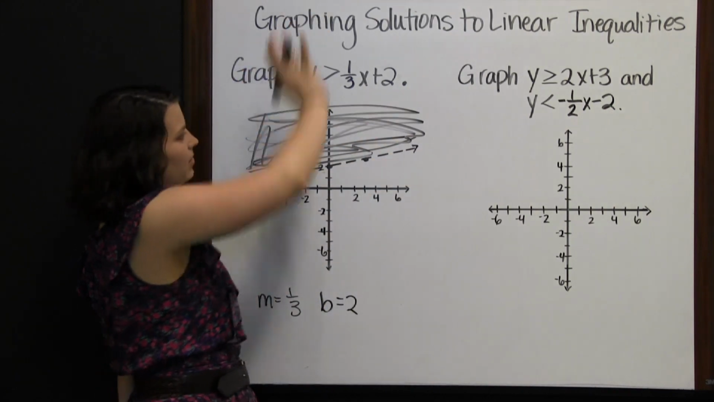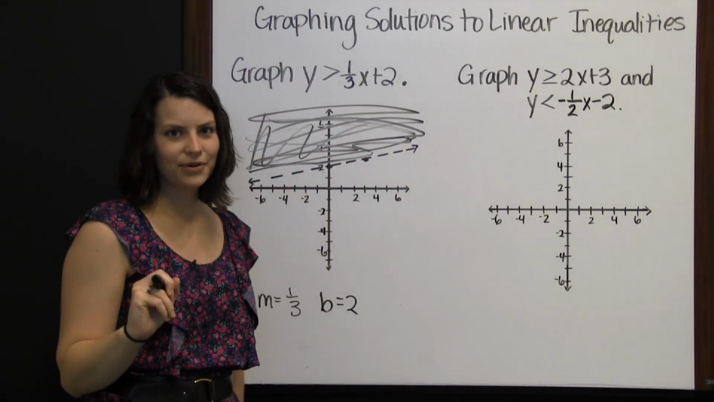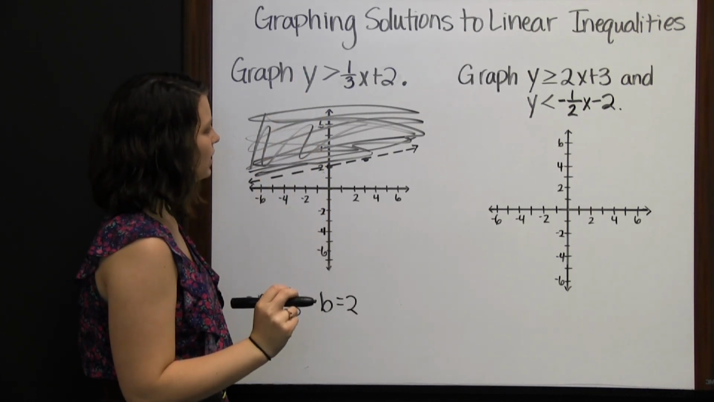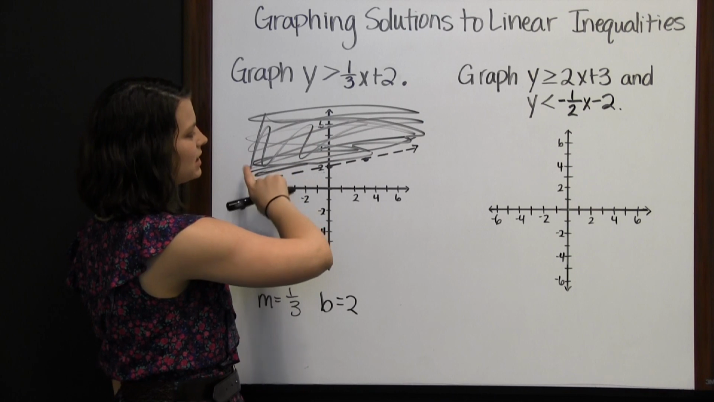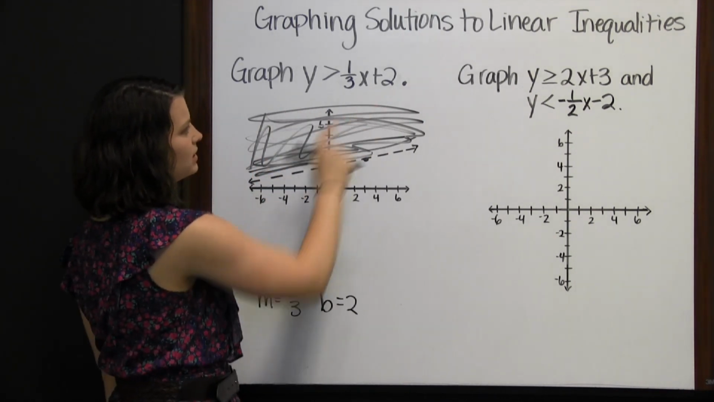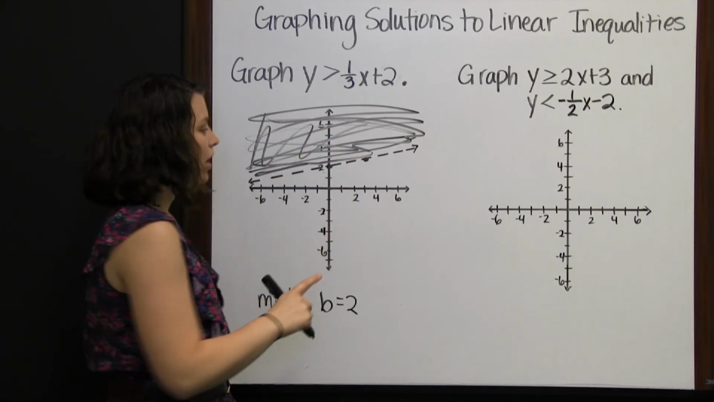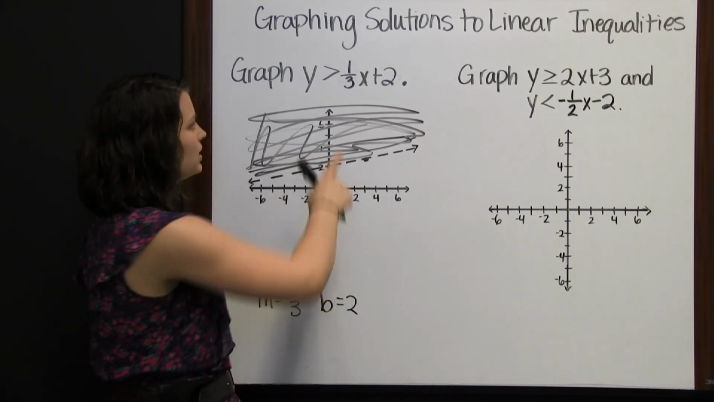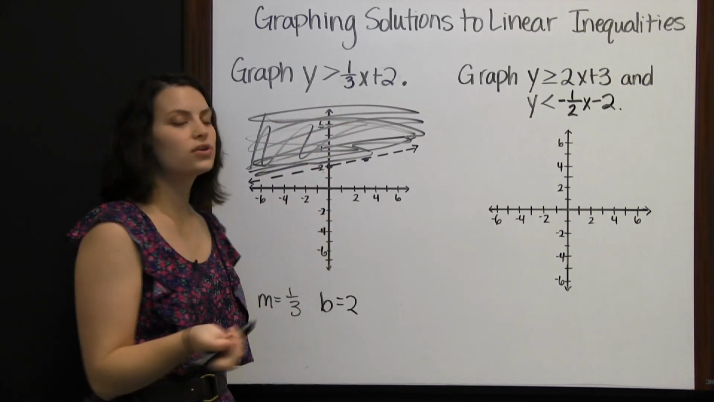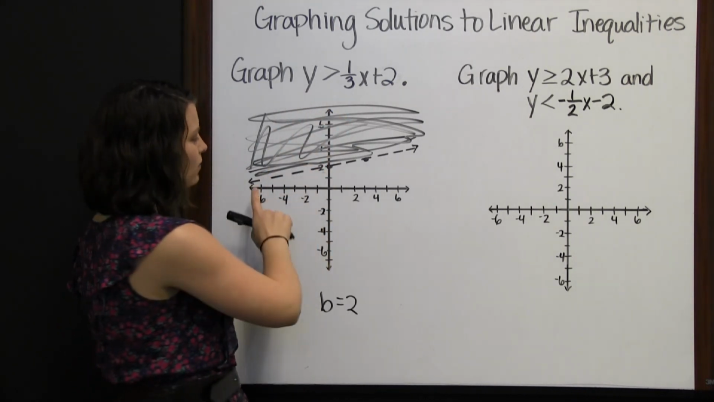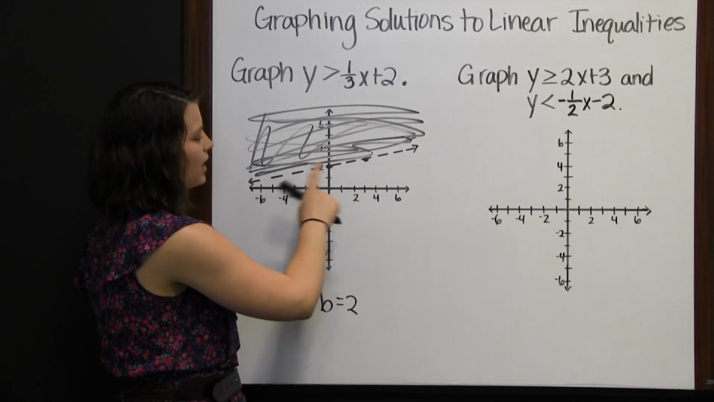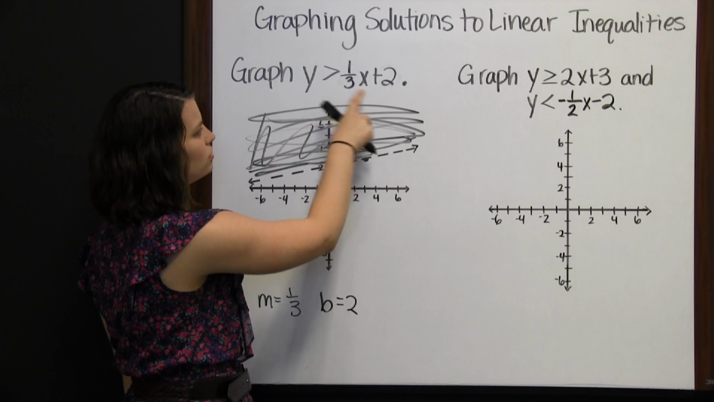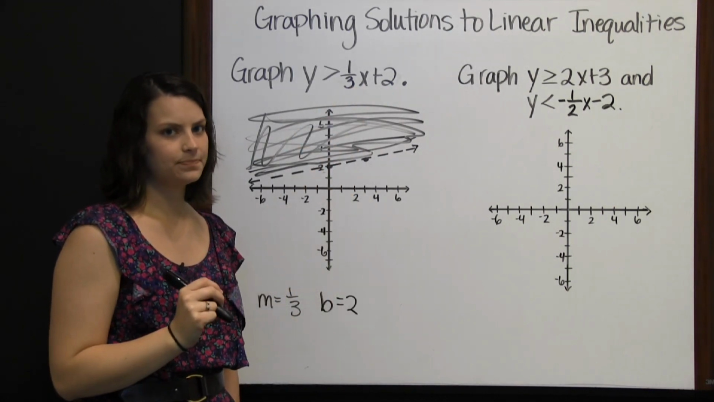And really everything above this would be shaded, but I'm not going to color the whole board. So this would be your solution to this inequality. Every point in this shaded region would make this inequality true. However, points on the line would not make the inequality true, since it's y is greater than, not greater than or equal to. And that's why this line is dashed, to symbolize that the points that lie on this line do not satisfy this inequality.